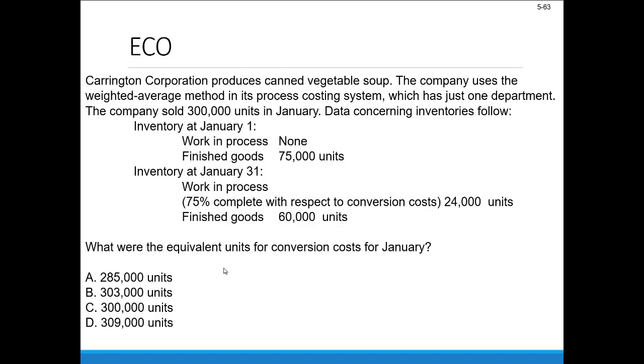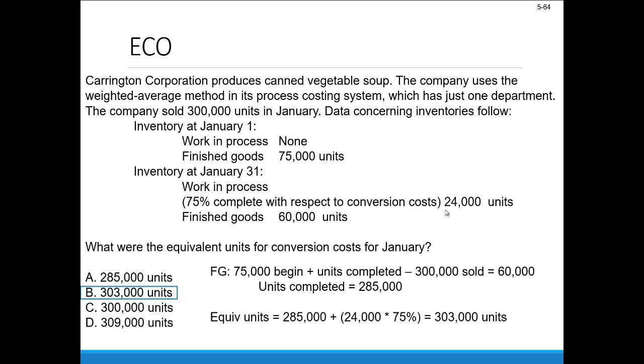What were the equivalent units for conversion costs for this month of January? And I would just add, didn't say it explicitly, but we're only using the weighted average method approach in this class, so just keep that in mind. Give this a pause, work through the problem, and then come back for the solution.